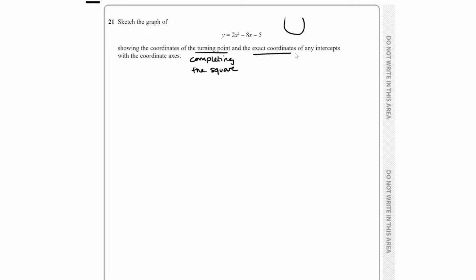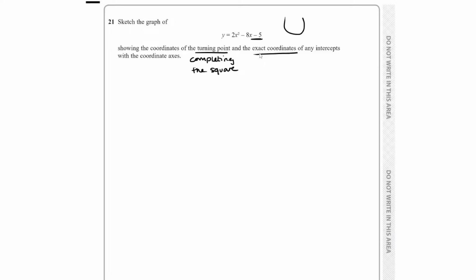And the exact coordinates of any intercepts with the coordinate axes. Obviously we know normally, most of the time, a quadratic will cross through the x-axis twice. Normally, depends if it's moved up, but it hasn't. It's moved down, isn't it? So it will cross through the x-axis twice, so there's 2 coordinates there, but also it will cross through the y-axis, so that's the 3rd coordinate. So effectively you need 4 sets of coordinates. You can do them in any order, it doesn't really matter.